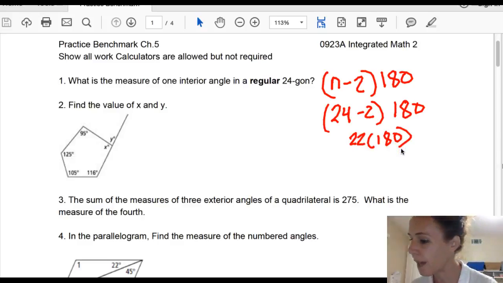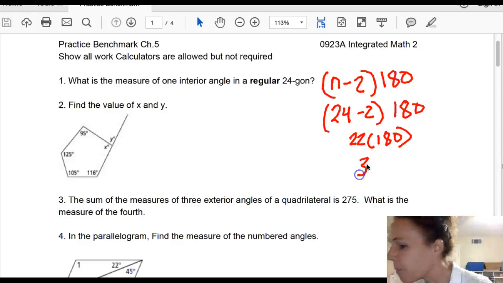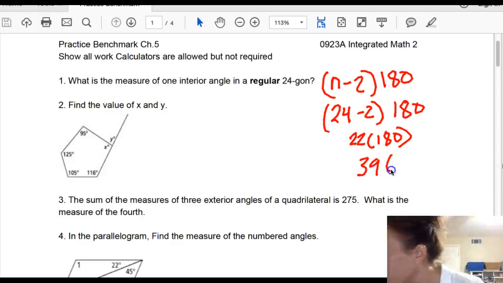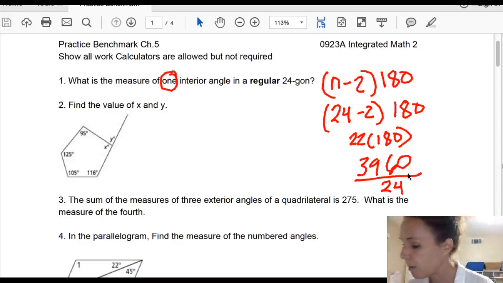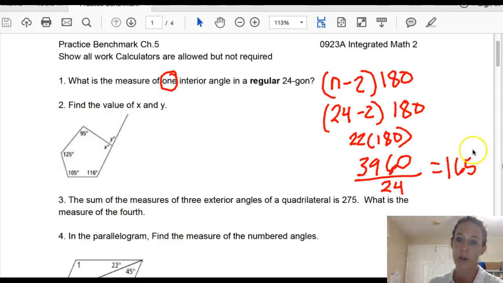Go ahead and calculate that out. You can use a calculator or just write it out long ways. So I'm going to get 3960. All right, that's the sum, but I want the measure of one interior angle. Since it's regular, I'm going to divide that by 24. When I do that, my solution is 165. So that is the measure, in degrees, of one interior angle of a regular 24-gon.